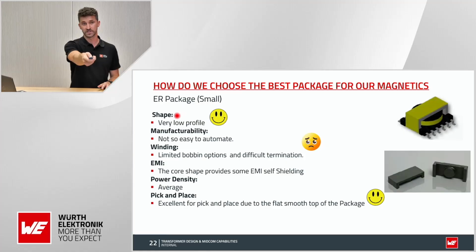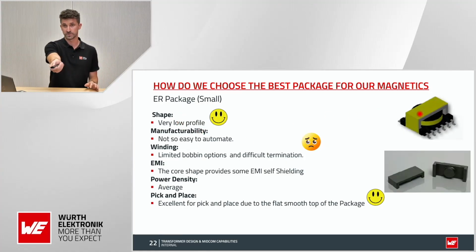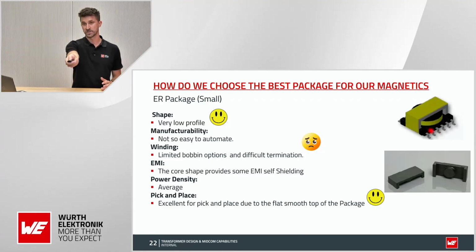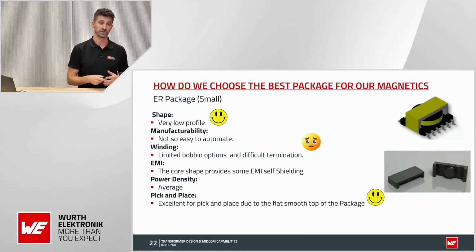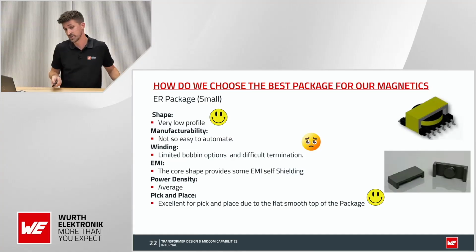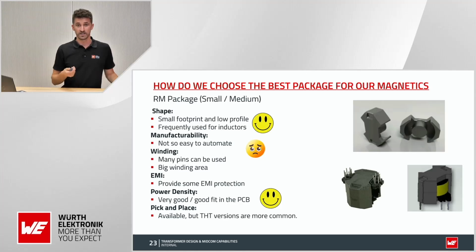Still remaining in the same power level, so still in the low power, we can see the ER package. Of course, the biggest advantage is that it has a very low profile and is excellent for pick and place because it has a very flat surface on top. But unfortunately, it has a very small winding area, so it's not that easy to automate, and also the termination is a bit difficult, but there are always trade-offs. And then increasing the power size a bit, we can see the RM package. This package has a very small footprint and a low profile, and is widely used in inductors thanks to its big cross-sectional area here.